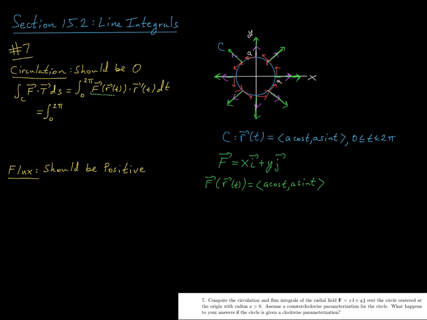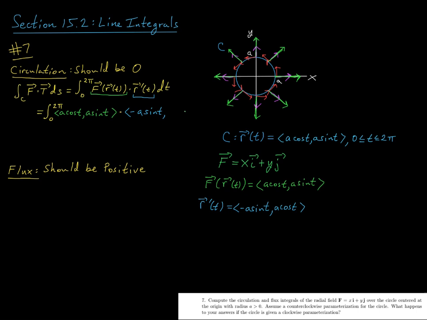So our F of r of t is just right here, it's just the a cos t, a sine t. And then we're dotting that with r prime. If this is r, then r prime will equal minus a sine t, a cosine t. Okay, so go ahead and put that in right here.